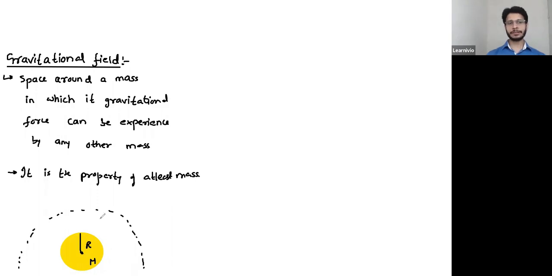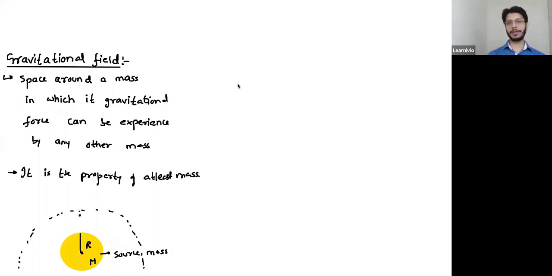But that gravitational field is not visible. Just by looking at the mass, you can't decide up to what region its gravitational field exists. So to check whether the field exists or not, this is the mass which is generating the field, so we call this the source mass. I have to check whether the field exists or not.